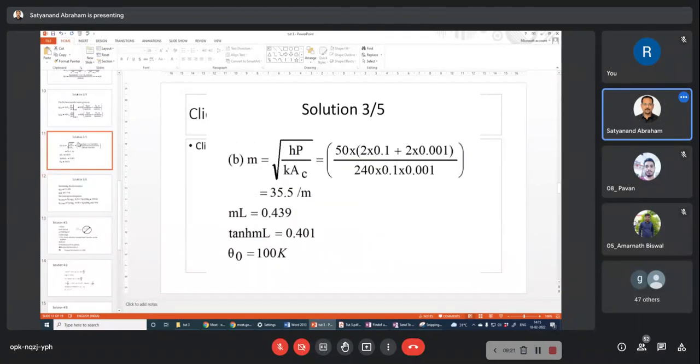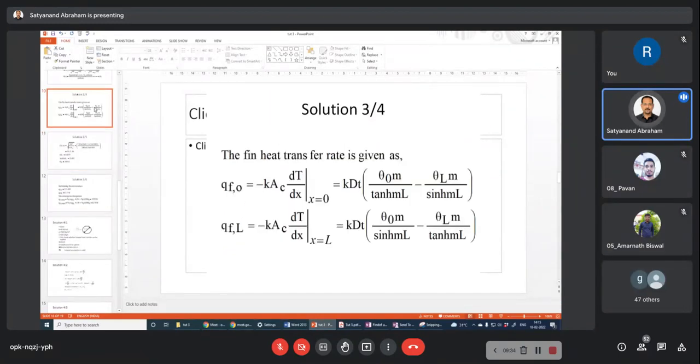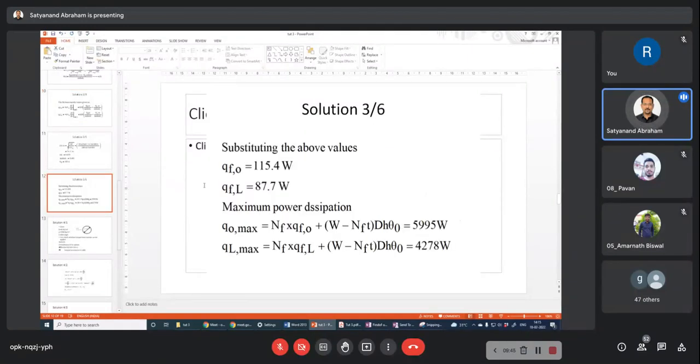Once you get m, from here you can find m and L and all those things. Here we know the Q flux. We have already derived the Q flux from the bottom surface as well as the top surface. Therefore, we can find QF0 as well as QFL. That is for a single fin. For a single fin, how much it is, that's what we were talking about.